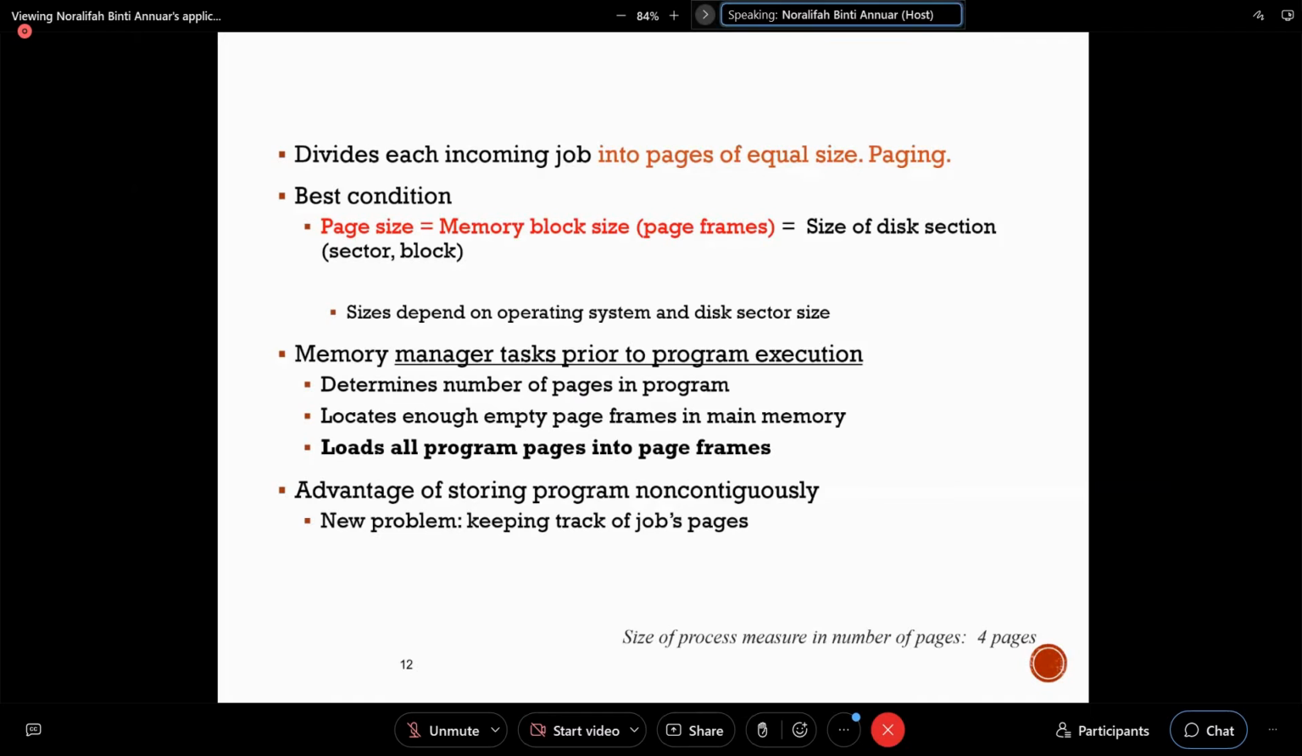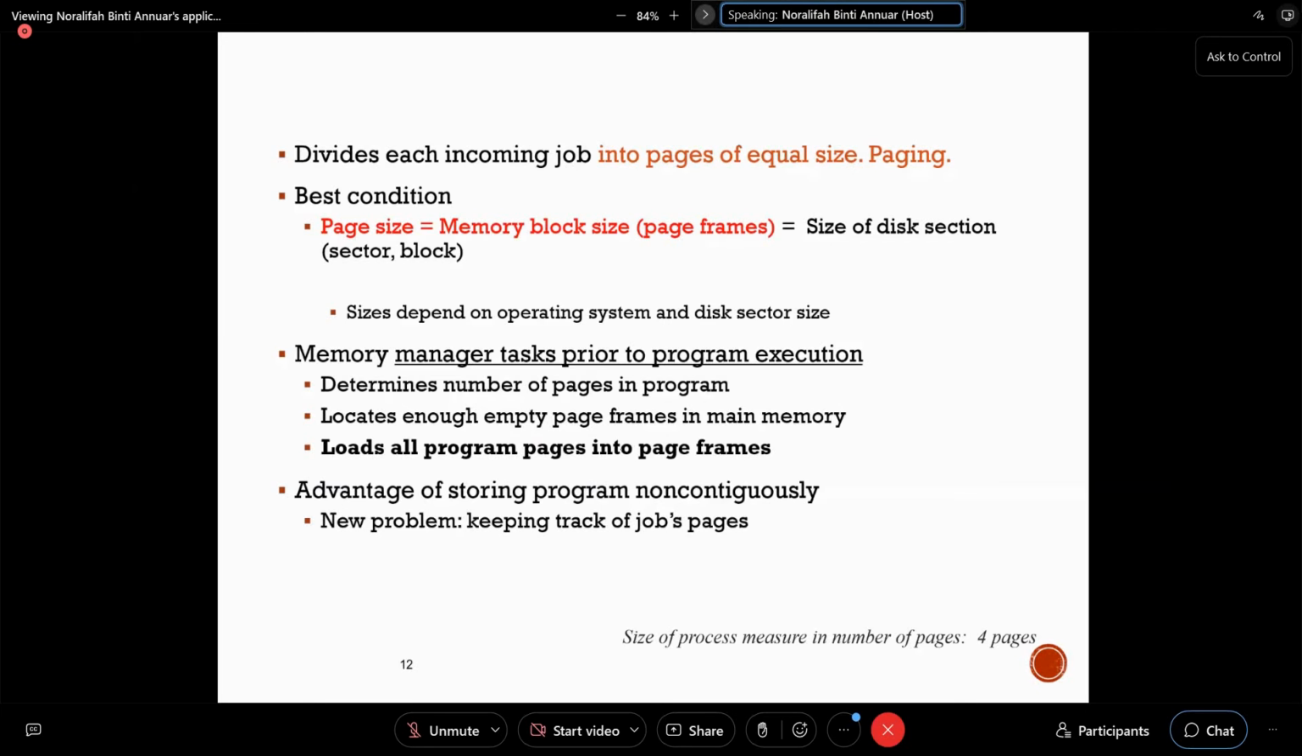then determine the number of pages in the program. So dia akan do some mathematics lah macam. So they need to be divided into a number of pages. For example, one page is 100, the incoming job is 500. So 500 divided by 100, so you're going to have 5 pages. Okay, 5 apa tadi tu address, virtual address. Locate enough empty page frames in memory. Load all program pages into page frames.